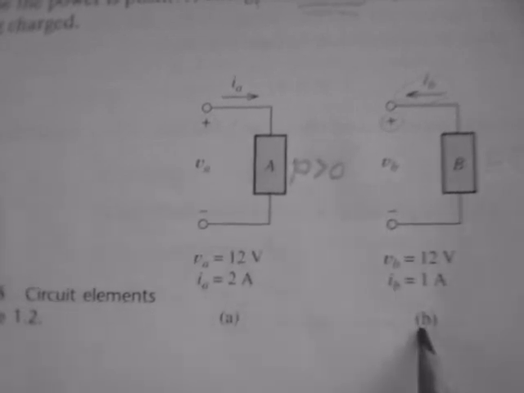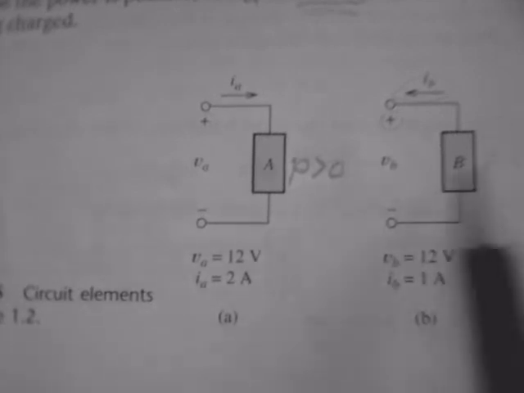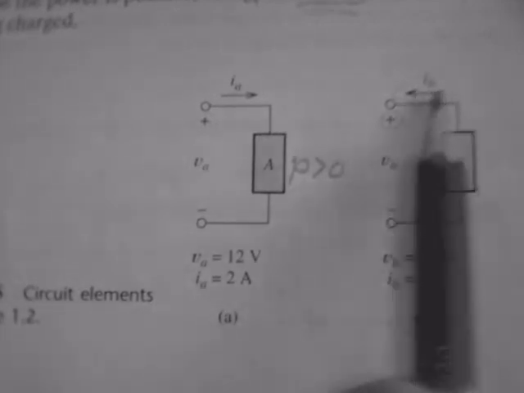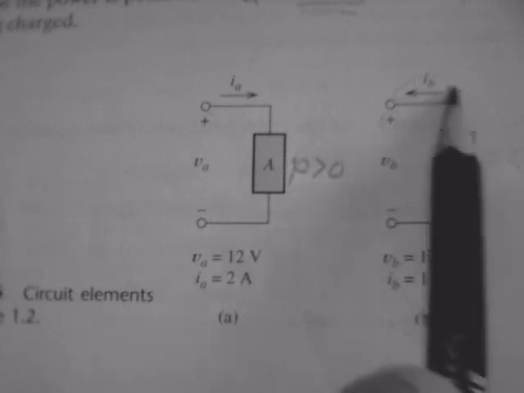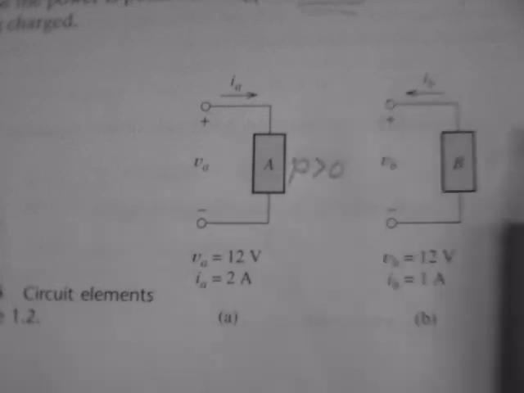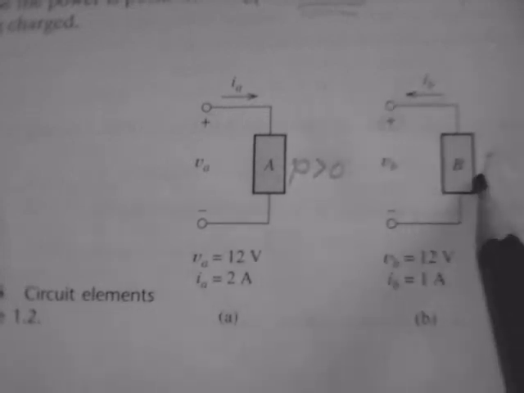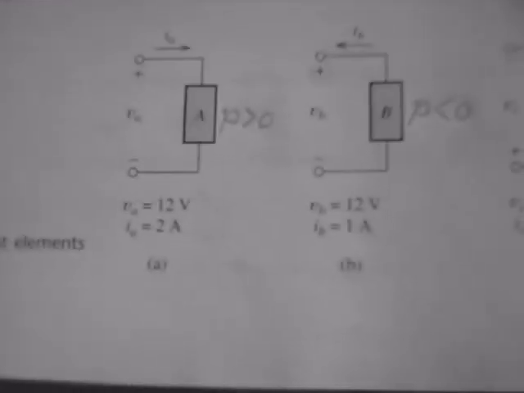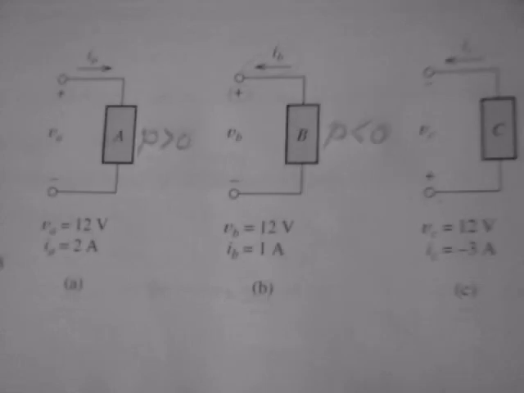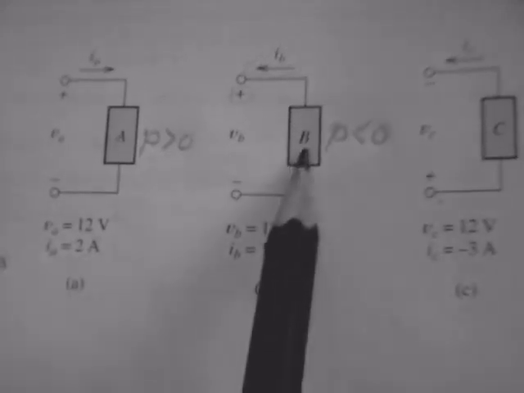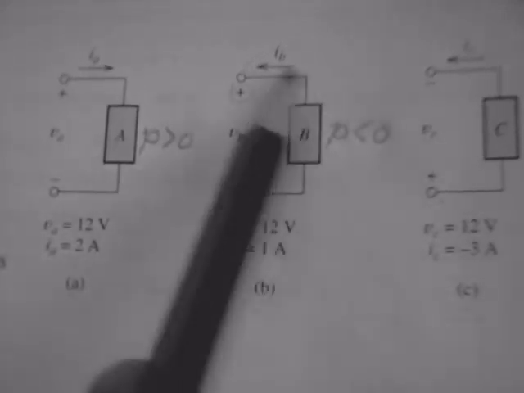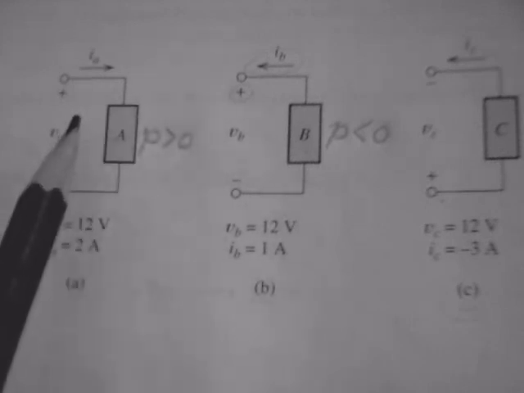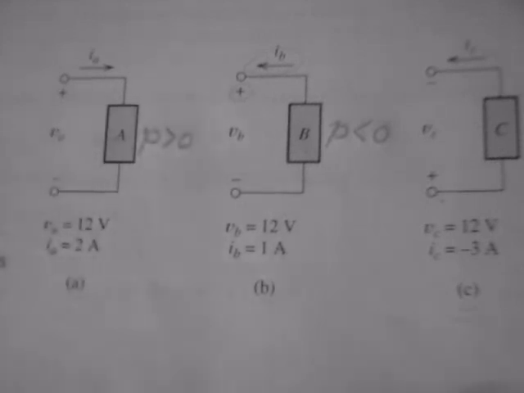If you look over here at the second example, B, unspecified circuit element B, the positive current is coming out of the positive side. So this is a case where the power is less than 0. That means that this element, if it's a battery, is now supplying current rather than absorbing it as it was in part A.